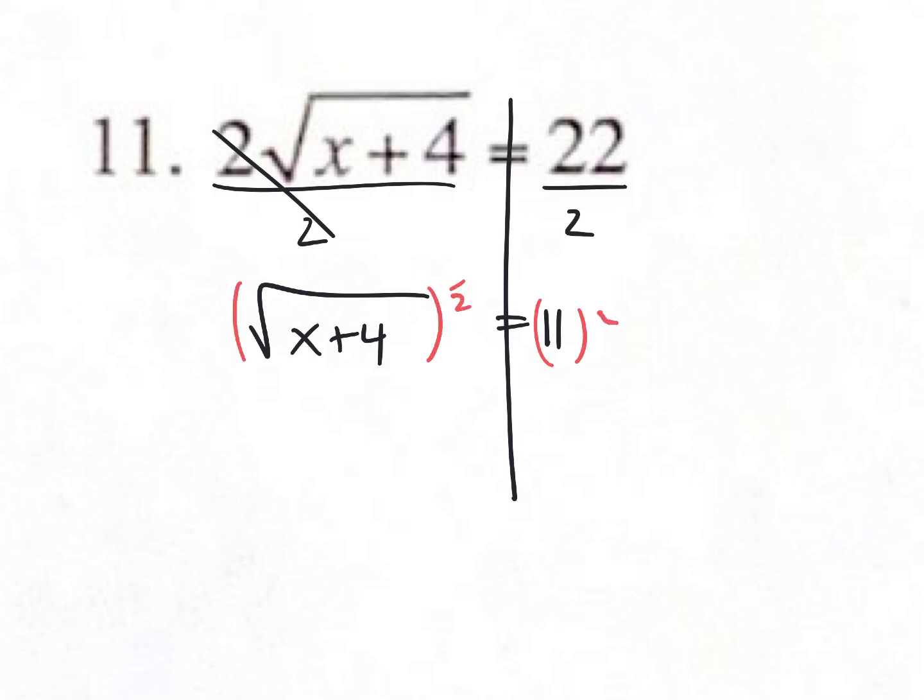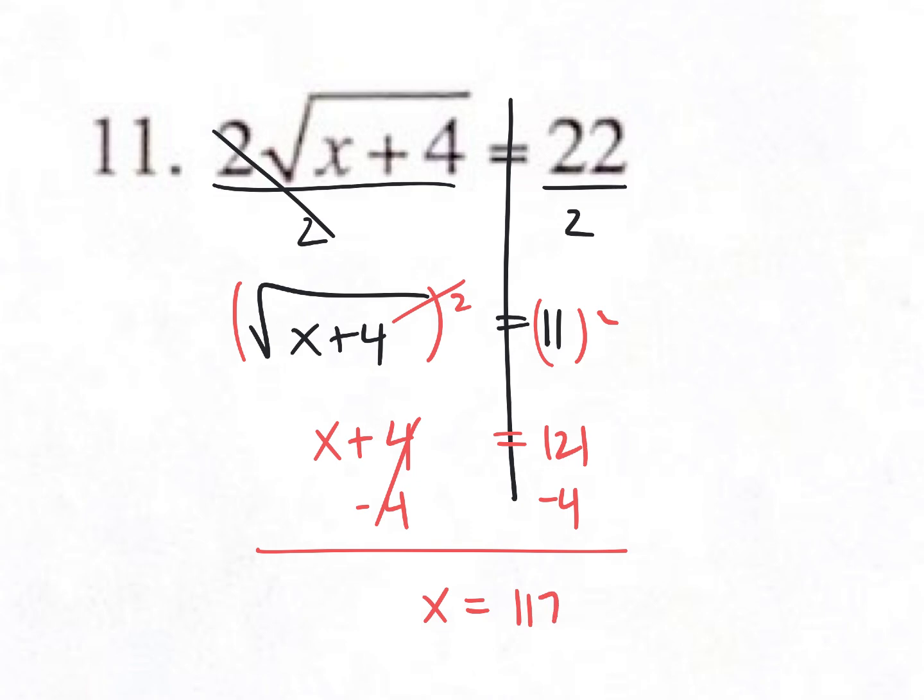Square and the square root cancel. I'm left with just x plus 4 equals 11 squared, which is 121. Quick one-step equation here. Get rid of that 4, minus 4, minus 4, and I get that x equals 117 for your final answer.